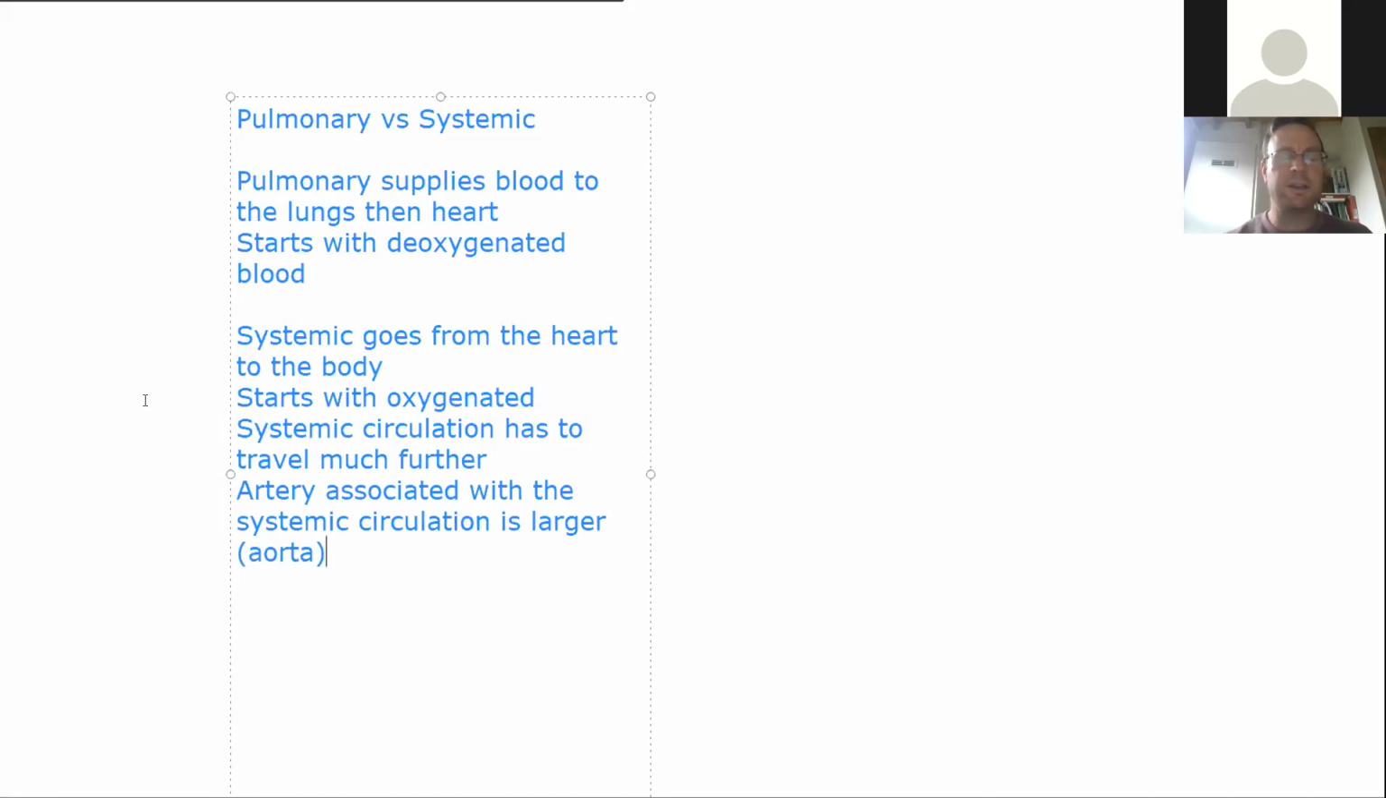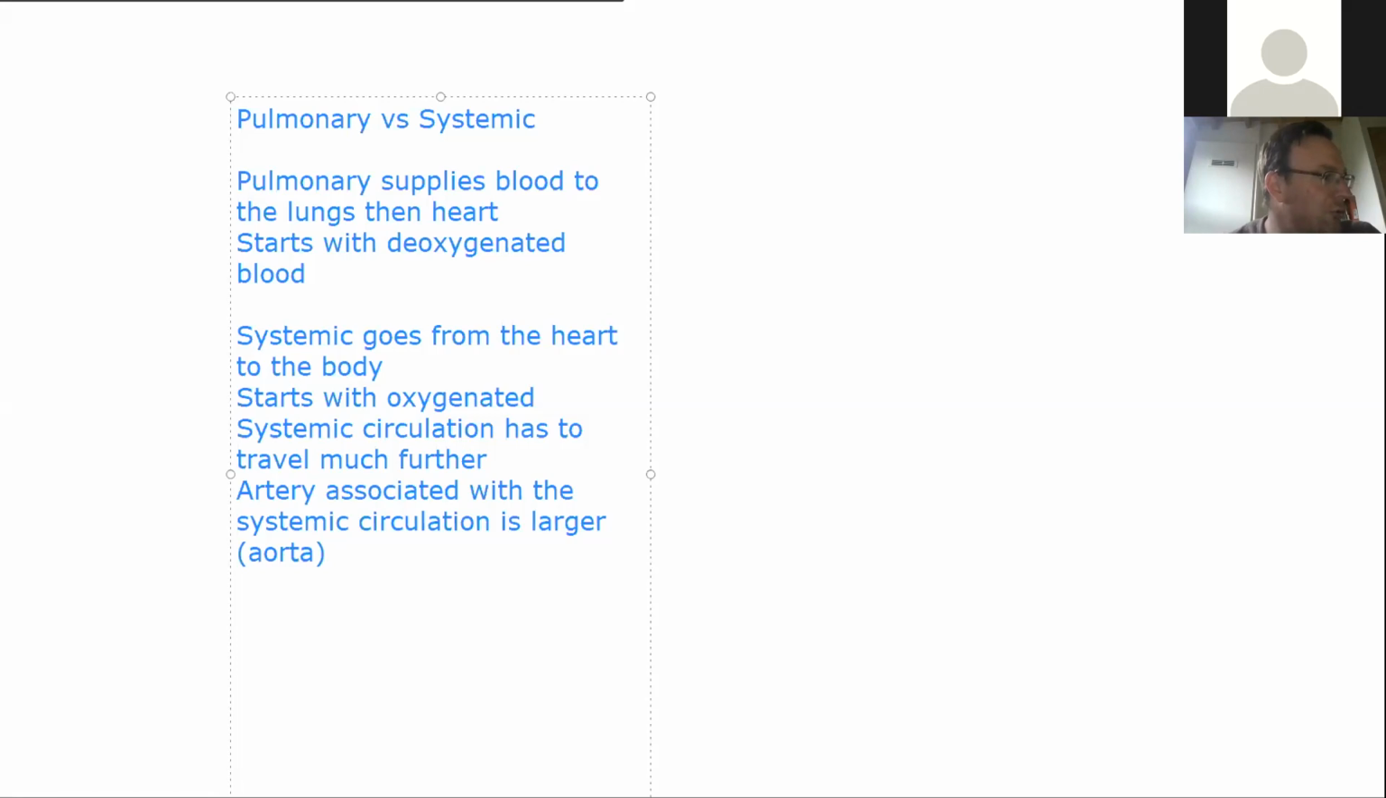So pulmonary versus systemic. When you're describing the difference between the systemic and pulmonary circulation, you can say the pulmonary circulation starts with deoxygenated blood, and its purpose is to oxygenate the blood. You can explain that the systemic circulation starts with oxygenated blood and delivers it to every tissue in the body. It has a much longer circuit to go through, so blood needs to be pumped at possibly a higher pressure when it leaves the heart. This is maybe why the aorta is the largest blood vessel in the body. So hopefully you got some ideas there.